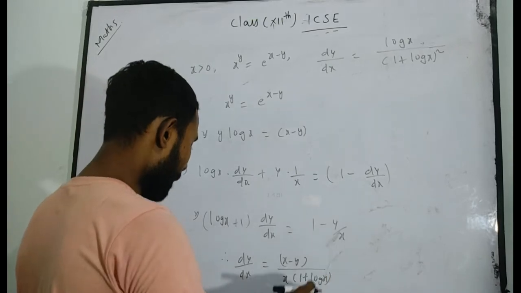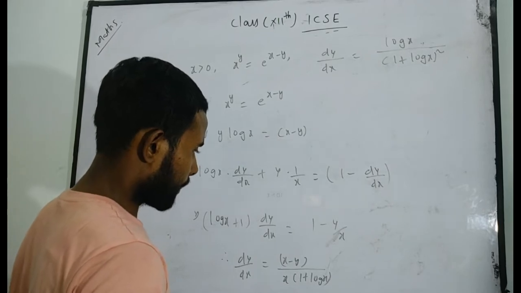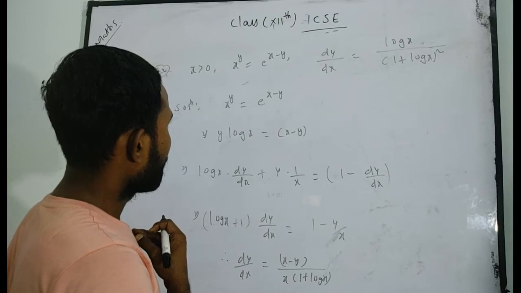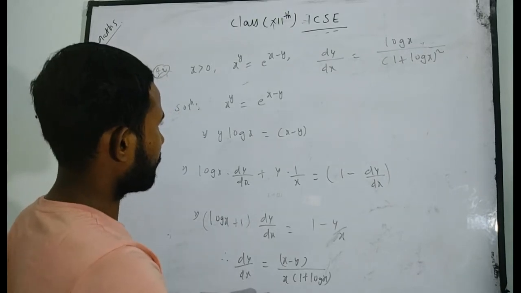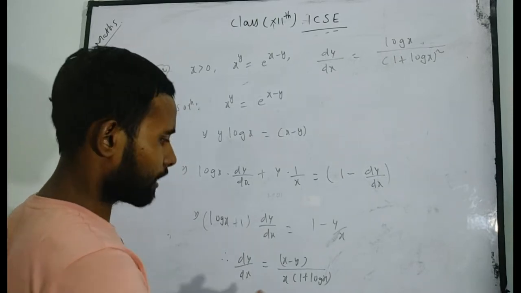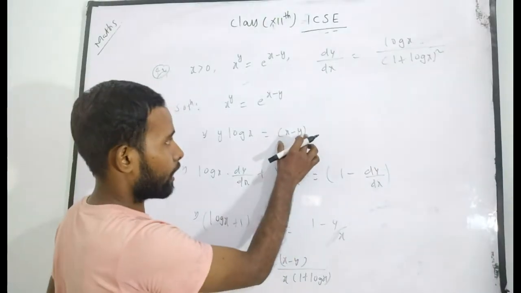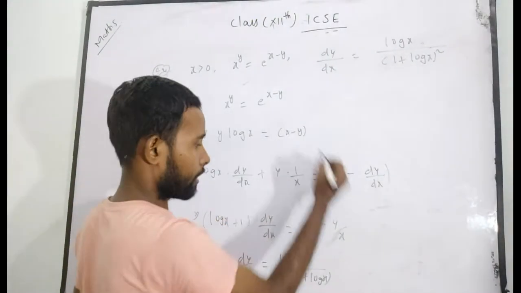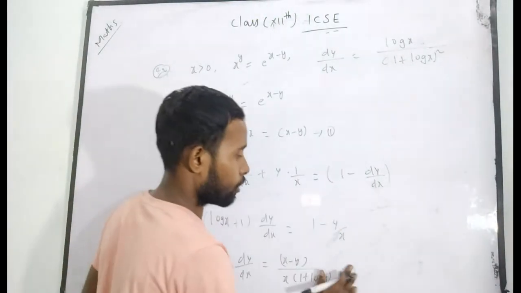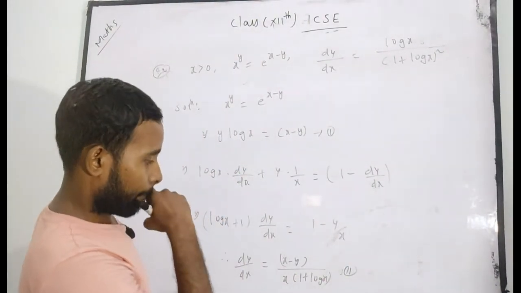Here, you will get dy/dx equal to (x minus y) upon x, and you have to get it as this expression. Now you can try again here. Here it is very simple. From this, what will you get? Suppose that this is your first equation and this is your second equation.